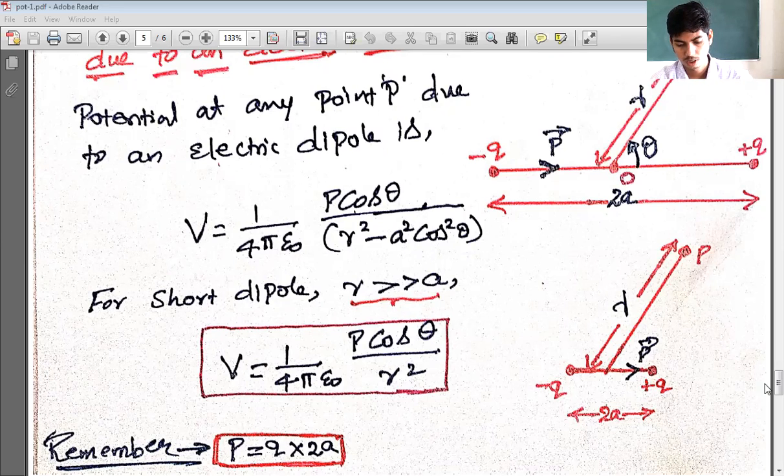Is this clear? Is the idea of short dipole clear?